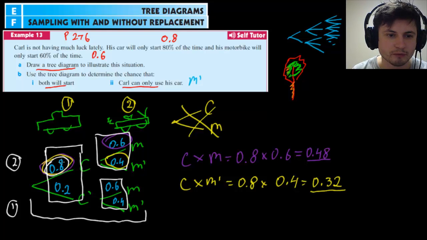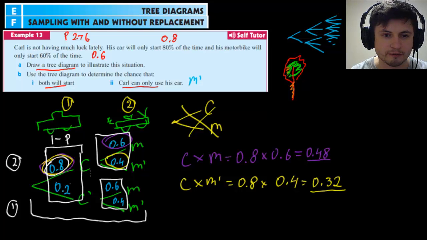So if you're only given one value, basically what you're doing is 1 minus the other probability, or 100% minus the other chance. So here, if we are given 0.8, then this will be 0.2. If we're given 0.6, this will be 0.4. And so this is step number 2.